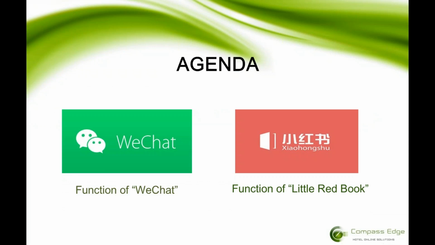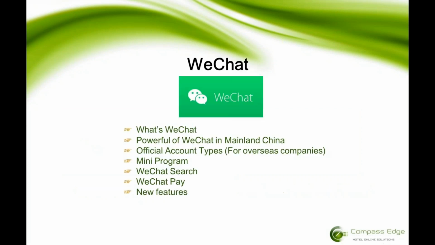In today's session, we will divide it into two parts, which are the functions of WeChat and Little Red Book. First of all, let's talk about WeChat. We will divide it into a few areas, which are what is WeChat, how powerful WeChat is in mainland China, official account types for overseas companies, mini programs, WeChat search, WeChat Pay, and the new features of WeChat.